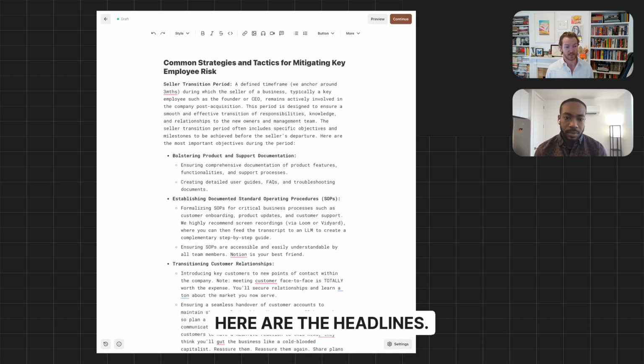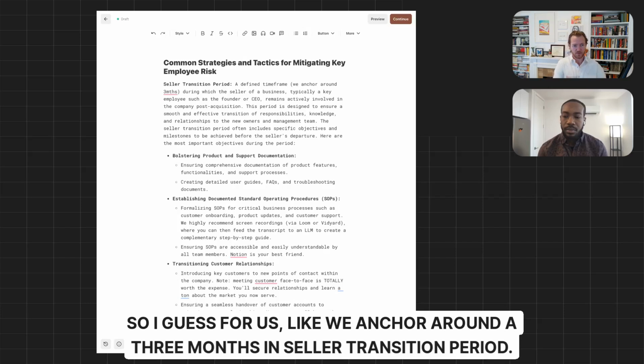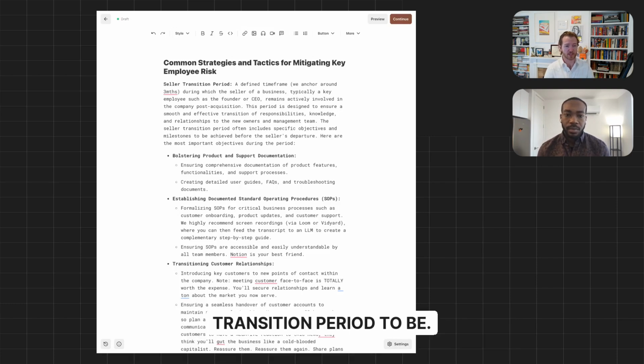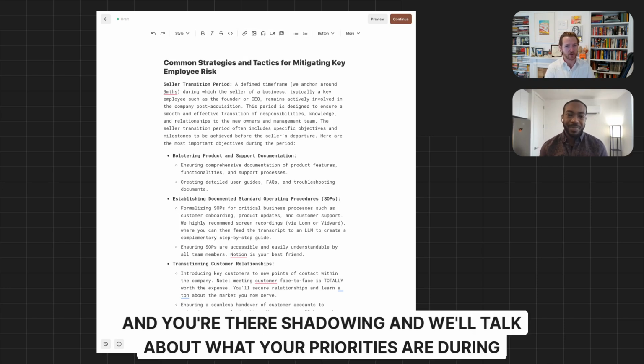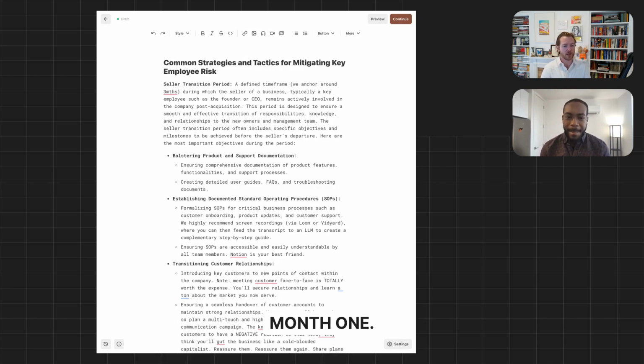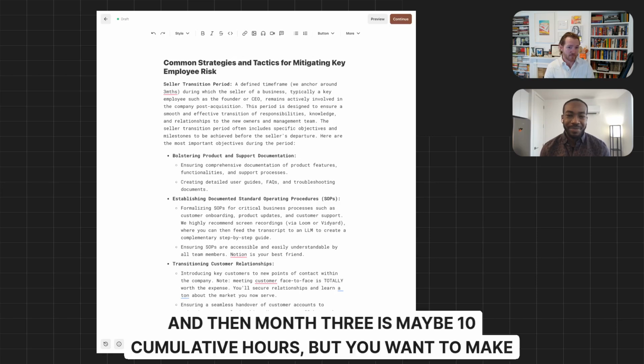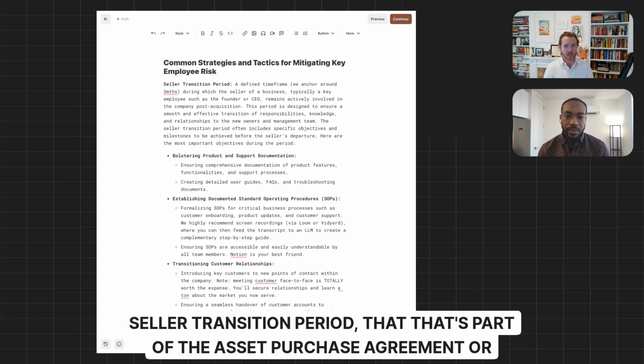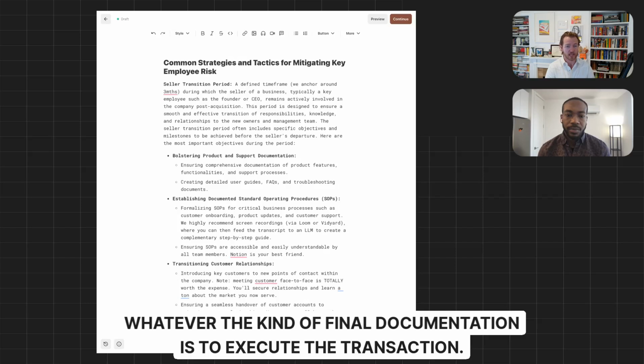Here are the headlines. So for us, we anchor around a 3-month seller transition period. Obviously, the more key human risk, the longer you probably want that transition period to be. And it's usually on a sliding scale. So month 1 is full time and you're there shadowing, and we'll talk about what your priorities are during month 1. Month 2 is maybe half time. And then month 3 is maybe 10 cumulative hours. But you want to make sure that it's very well defined, that you have a totally thoughtful, documented seller transition period, that's part of the asset purchase agreement or whatever the final documentation is to execute the transaction.